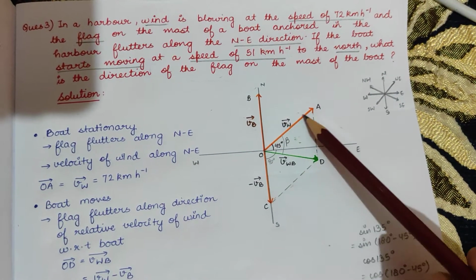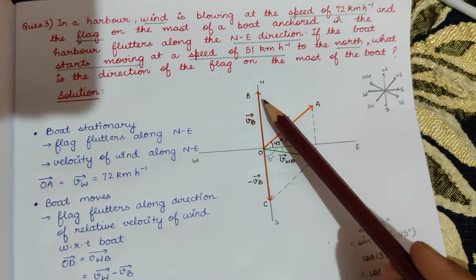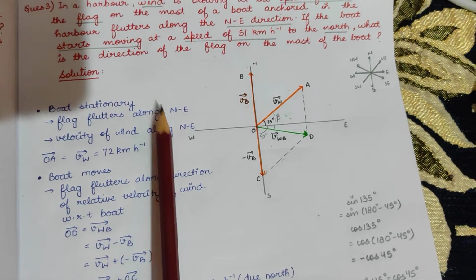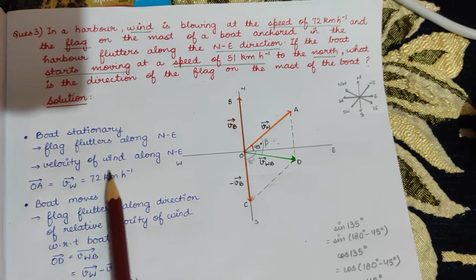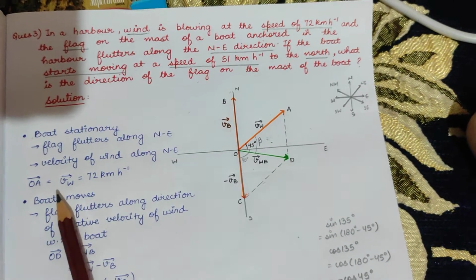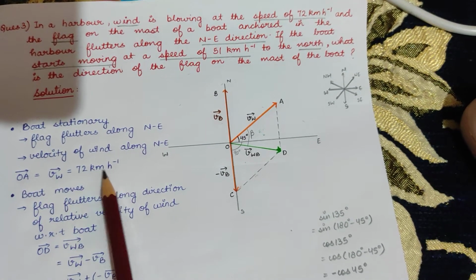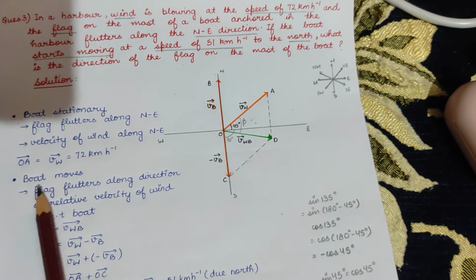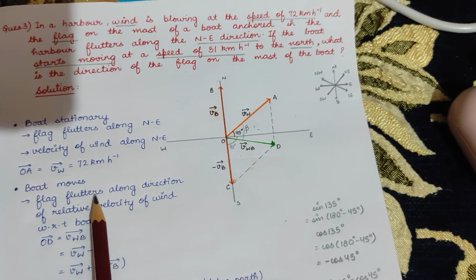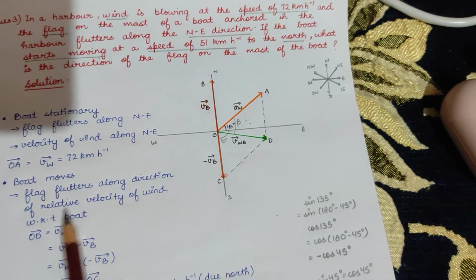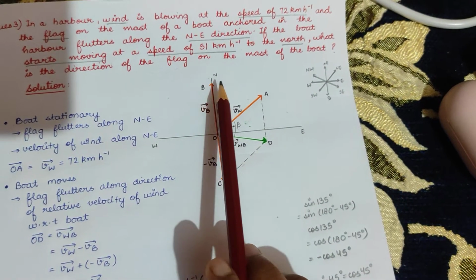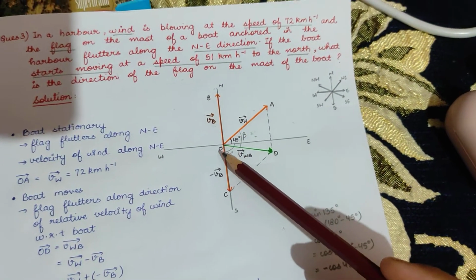Now this is the direction of the wind and the boat is moving in this direction. When the boat was stationary, the flag fluttered along the northeast direction, as given in the question. Therefore the velocity of wind will also be along the northeast direction represented by vector OA, which is vector VW, and it is 72 km per hour. Again, as soon as the boat starts moving, the flag now flutters along the direction of relative velocity of wind with respect to the boat, because now the boat is moving with its velocity and also the wind is blowing.